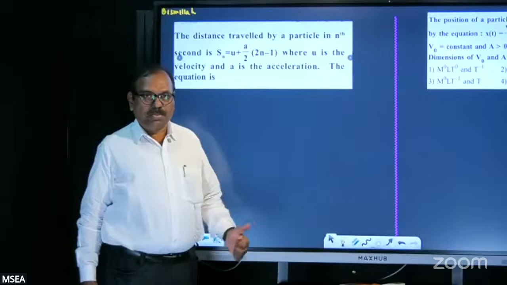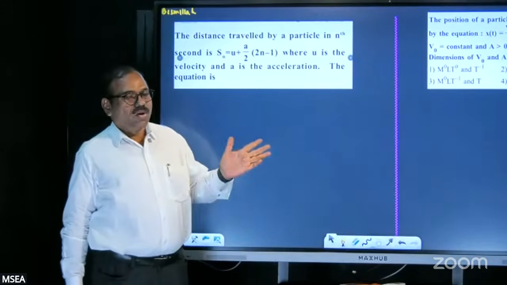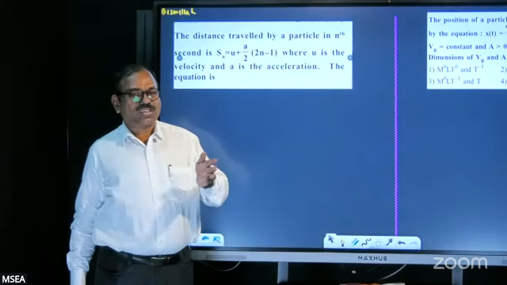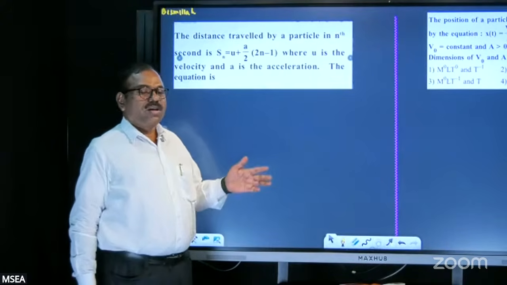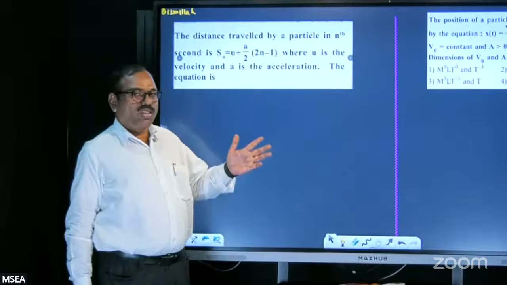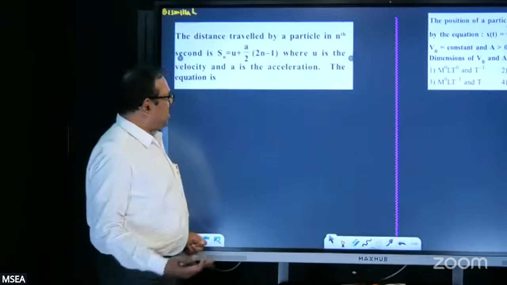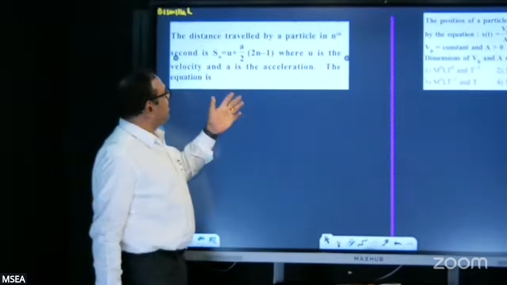You have to remember all the dimension formulae, all the second year dimension formulae, such as self-inductance, resistance, capacitance, and magnetic field induction. So all the dimension formulae you have to remember. One example and one question we'll discuss.